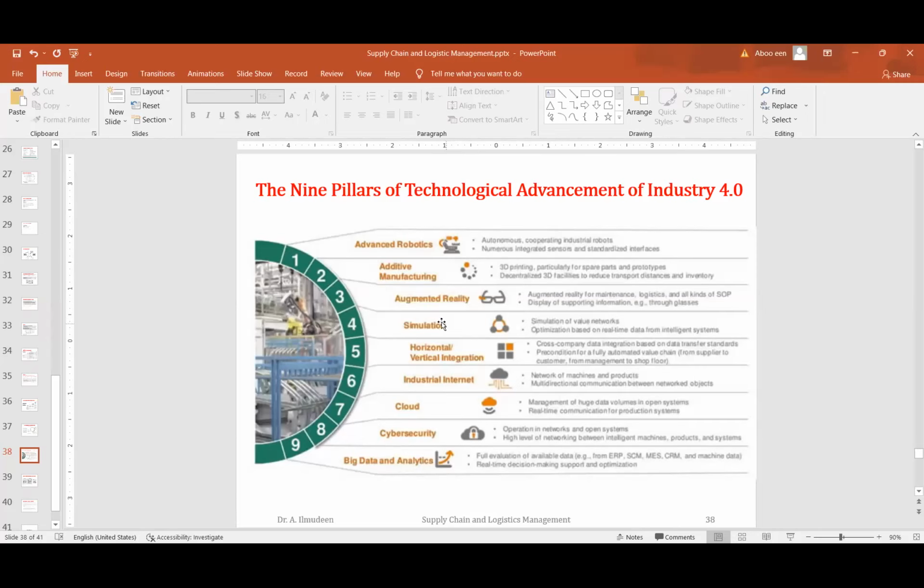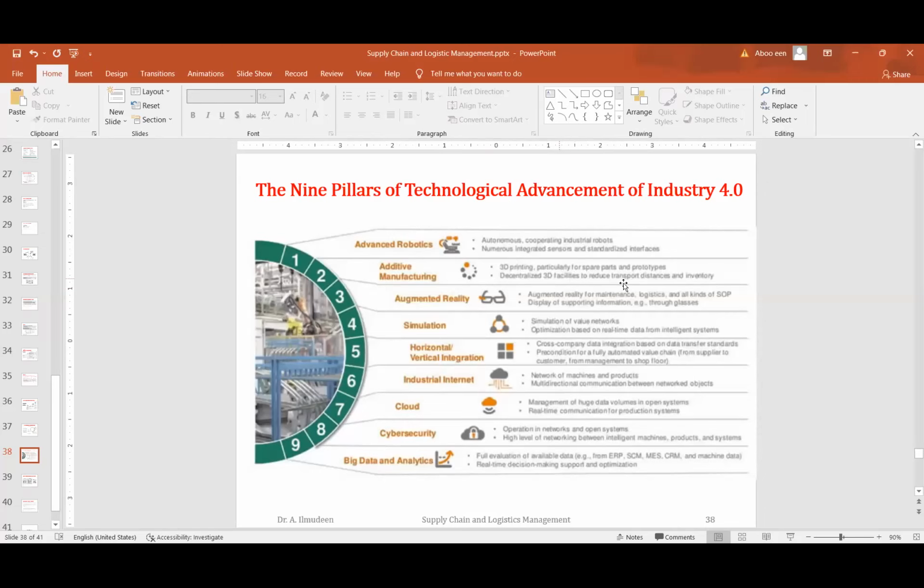Additive manufacturing, 3D printing, particularly for spare parts and prototypes, and decentralized 3D facilities to reduce transport distances to inventory. So in this technology, various kinds of visualizations and simulations can be designed for the prototype and advanced visualizations.